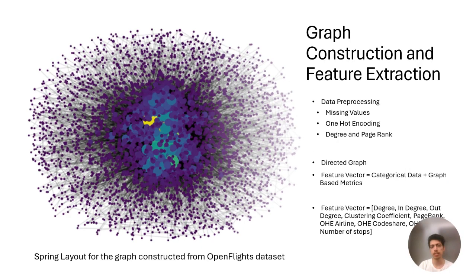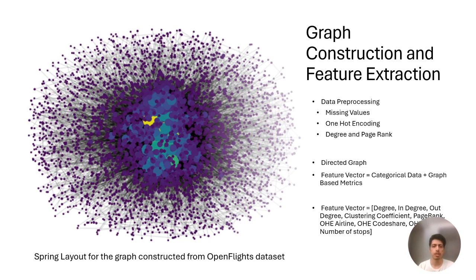So for graph construction and feature extraction, the first step was handling missing values, standardizing text fields and replacing missing identifiers with a constant value. Next step was one-hot encoding, which is very common. It's applied to categorical variables such as airline codes, equipment types, airport identifiers to transform them into a binary matrix that's more suitable for computation. And thirdly, graph metrics were calculated. So this step utilized the NetworkX library to compute critical graph-based features like node degree, page rank, which capture the connectivity and significance for each airport or each node within the overall structure.